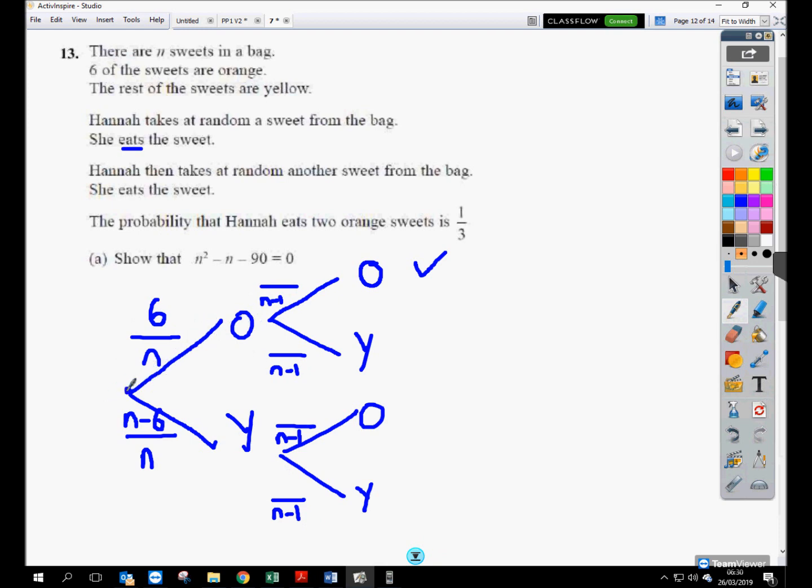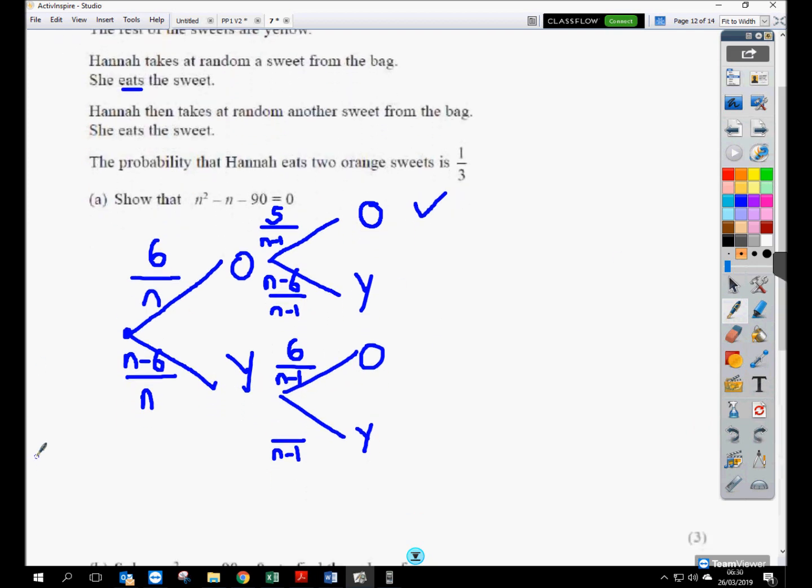So you're at the beginning of the tree diagram. You take an orange one. That means there's 1 less orange in the bag, so 5. But there's still the same number of yellow. If you look back at the beginning, there's n minus 6 yellow. Okay, reset, back to the beginning. This time you take a yellow one out of the bag. So there's still the same number of orange in the bag, 6. But there's 1 less yellow in the bag. Previously there was n minus 6, and then you take 1 out of the bag, so now there's going to be n minus 7.